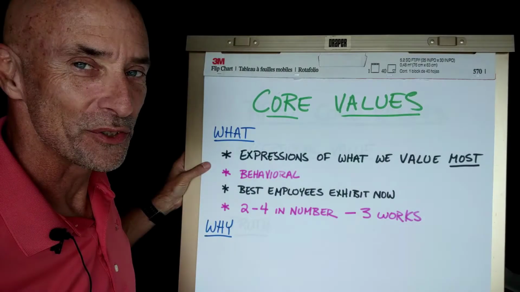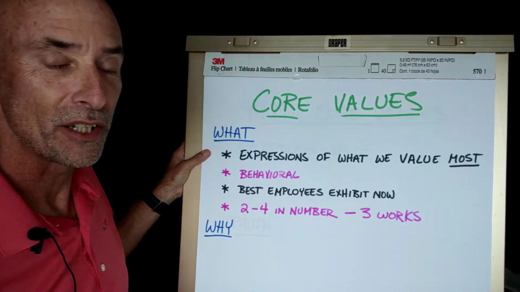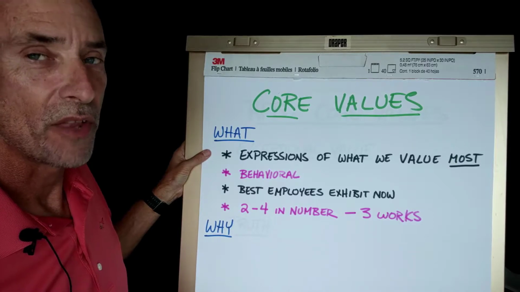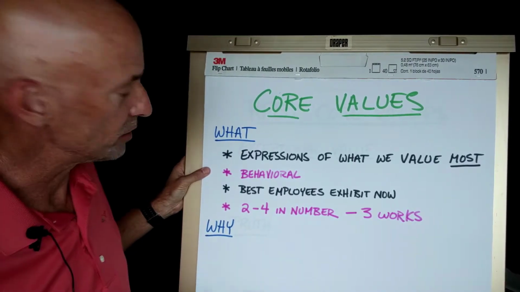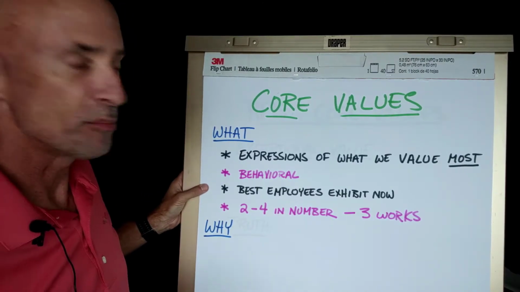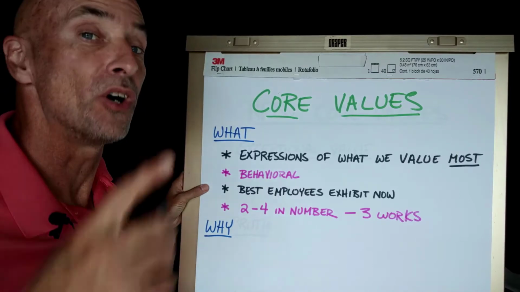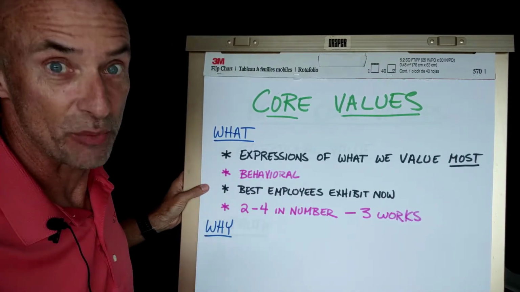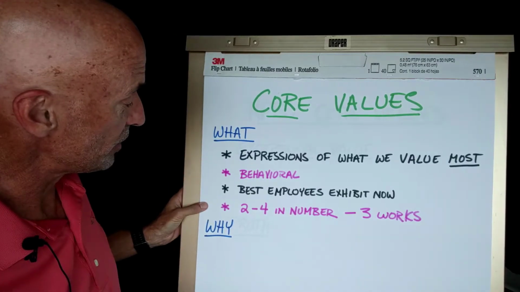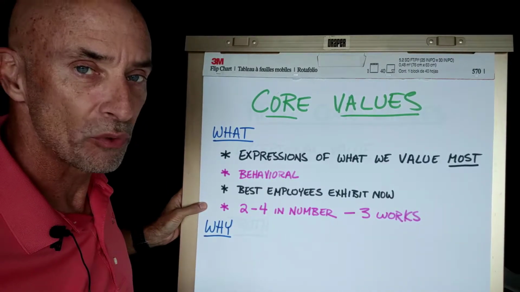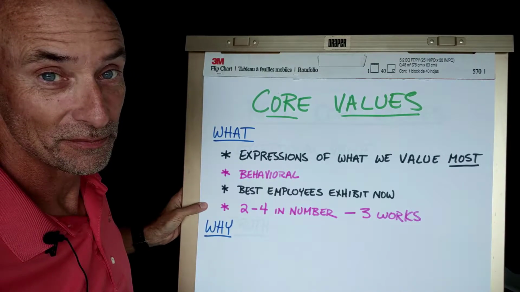So what are core values? Core values are expressions of what we value most in our organization. They are meant to guide behaviors in our organization, so they're behaviorally written. The best employees in our organization currently show these behaviors, and we want all employees to exhibit these behaviors over time in every situation. And they are typically 2 to 4 in number. A sweet spot is 3.